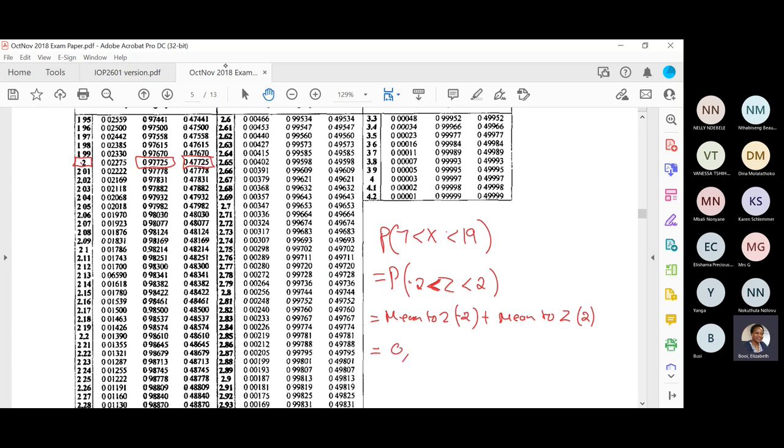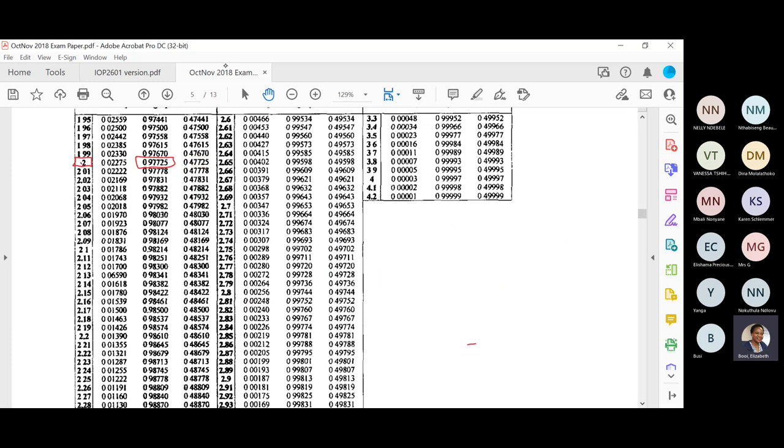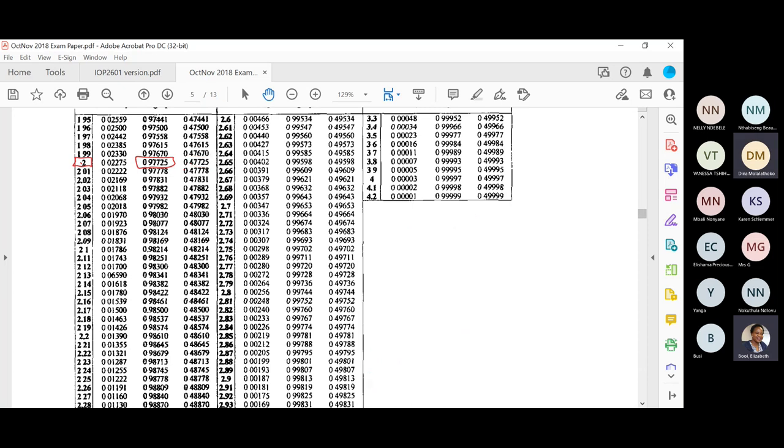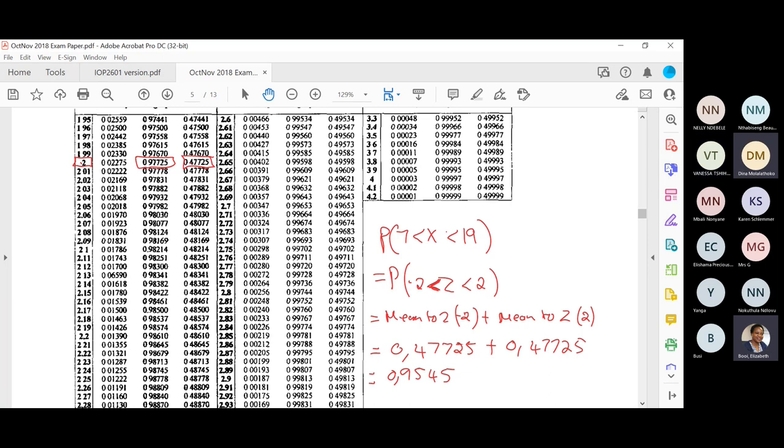So that will be 0.47725 plus 0.47725. And that is how much? It should be 0.9545. Yes. So now, remember, this is the proportion of between. This is the probability of the between 7 and 19.